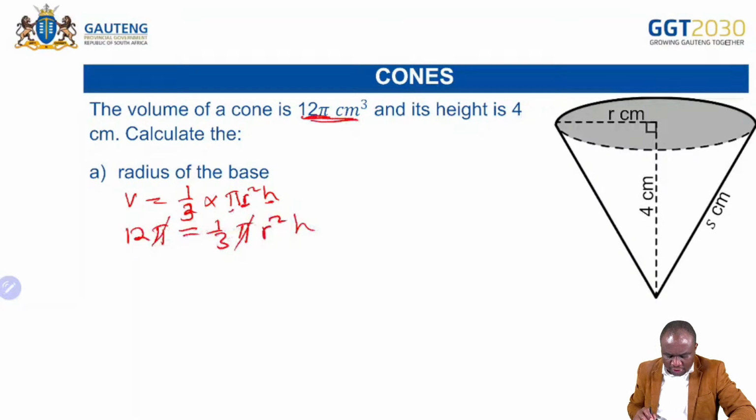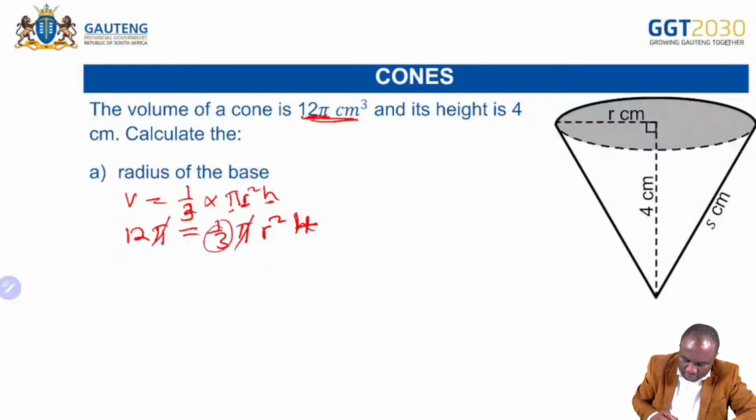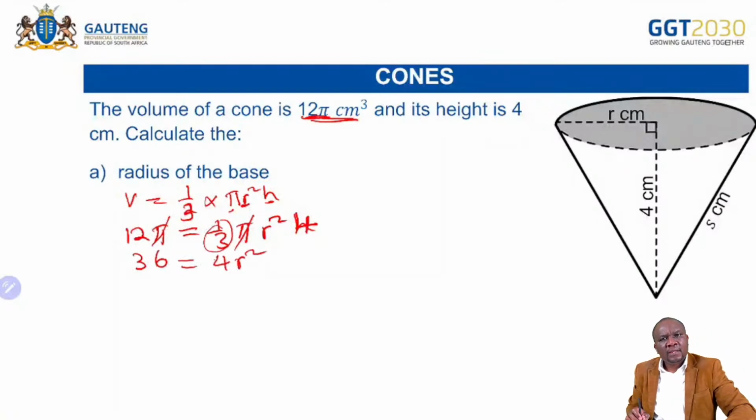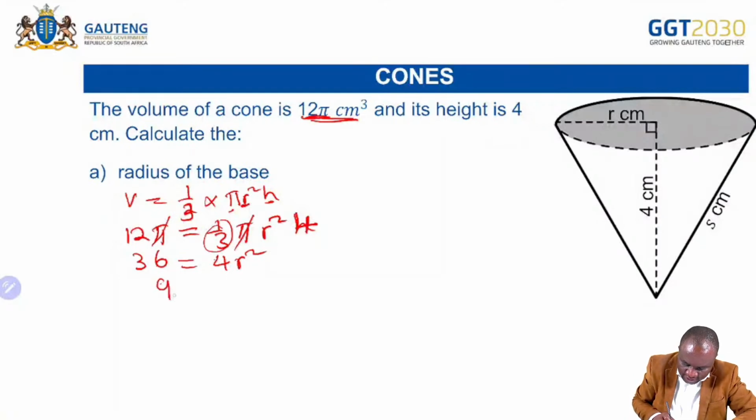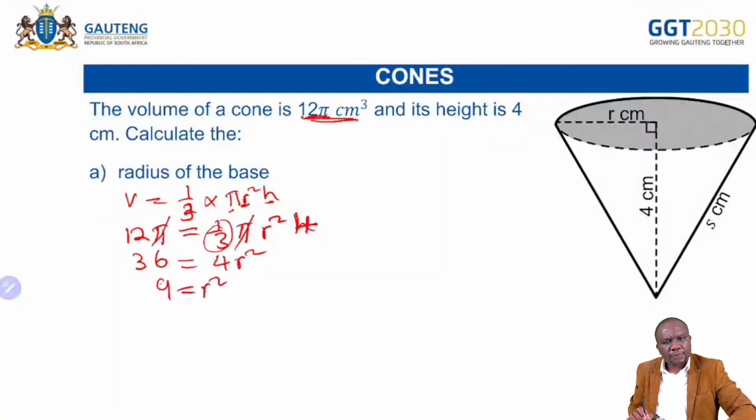All right, what else can we do? We can multiply both sides by what? By 3. Oh, the height we have, right? Let's substitute. This is 4. We can multiply both sides by 3 to get rid of the denominator. We get 36 is equal to 4 times r squared. And then we divide both sides by 4 to get rid of the 4. This side becomes 9 is equal to r squared.